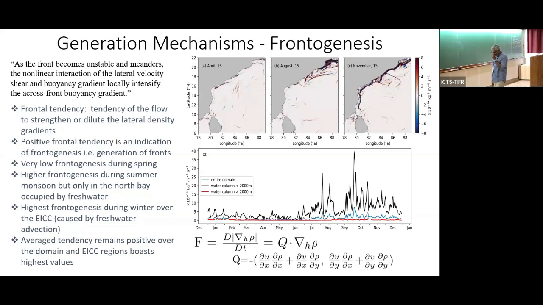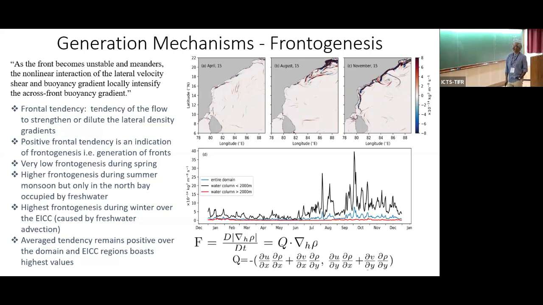So we have looked at these mechanisms which can lead to the submesoscale processes, and first among them is frontogenesis. Taking a quote from the paper by Thomas et al.: as the front becomes unstable and meanders, the nonlinear interaction of the lateral velocity shear and the buoyancy gradient locally intensifies the across-front buoyancy gradient. So the parameter that is useful to characterize this frontogenesis is the frontal tendency, given by this equation.